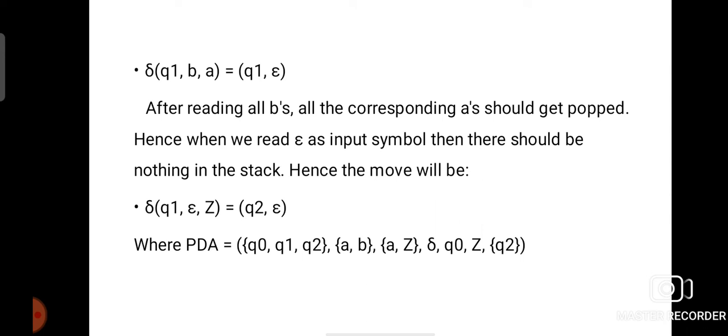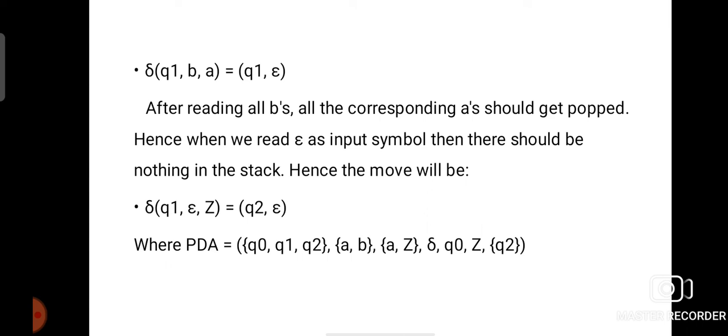That means onto the state Q1, no input symbols remain, so no input symbols will be applied, so epsilon, and the top of the stack consists of Z. At that time the system moves to the new state Q2, which is the final state, and also nothing will be pushed onto the stack, so we represent epsilon. So this is our system design. So Q2 is the final state.